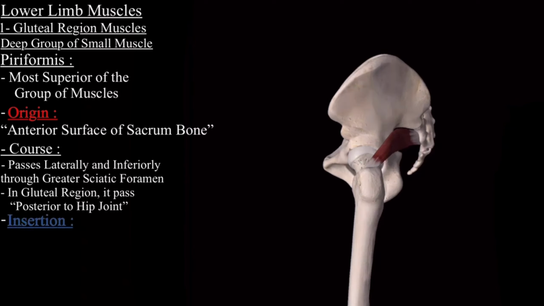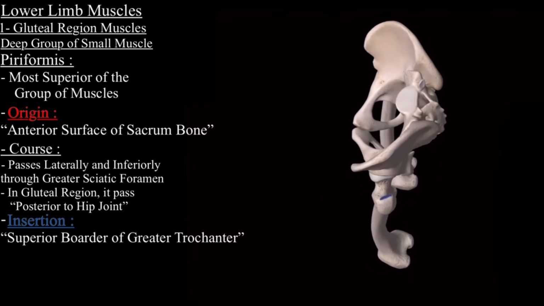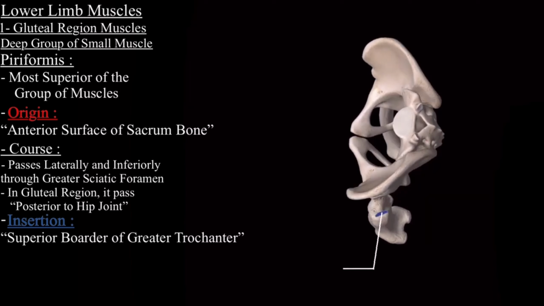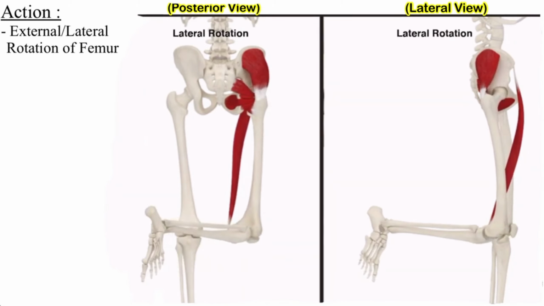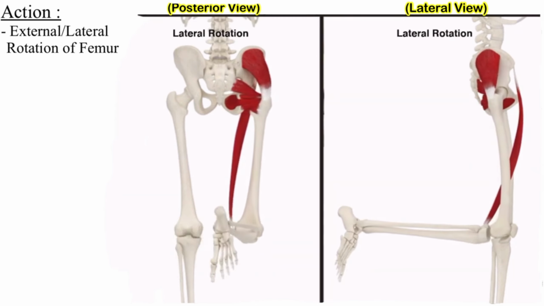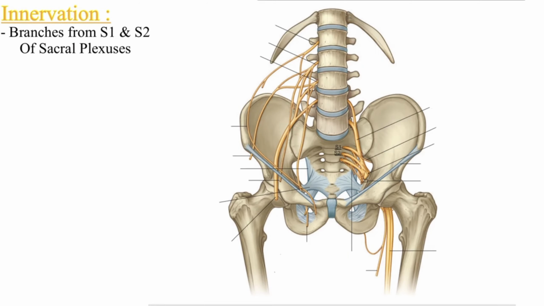And the insertion of the piriformis muscle is on the superior border of the greater trochanter. This is the greater trochanter of the femur. And this is the superior border of the greater trochanter in which the piriformis muscle is inserted. The main action of the piriformis muscle is the external rotation of the femur at the hip joint. The piriformis muscle is innervated by the branches from S1 and S2 of the sacral plexus.